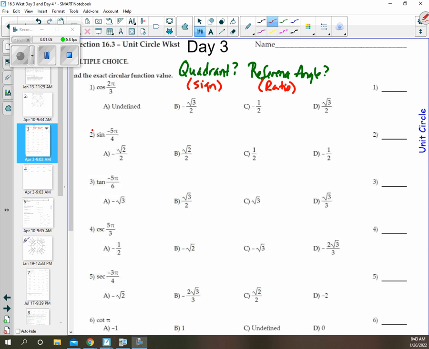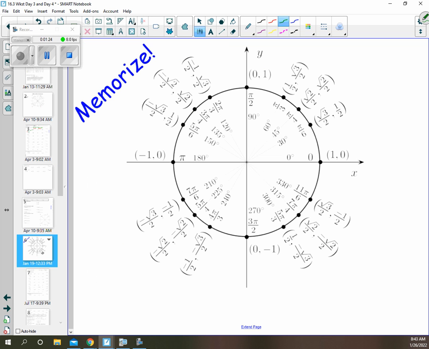I'm going to go to number 2. So it says sine of negative 5 pi over 4. So I want to just remind you again of what a negative angle means. Negative means we're rotating clockwise. So we're going around 5 pi over 4, but in the clockwise direction. So I'm going to go ahead to a picture of my unit circle here. So we have that, and you have that one of yours as well. So if we're going to do clockwise 5 pi over 4, we have to think about what that means.